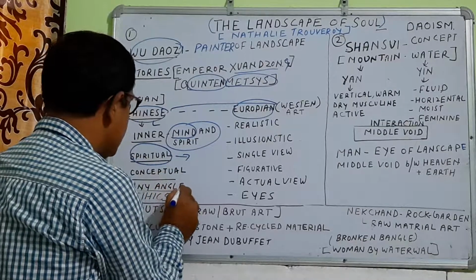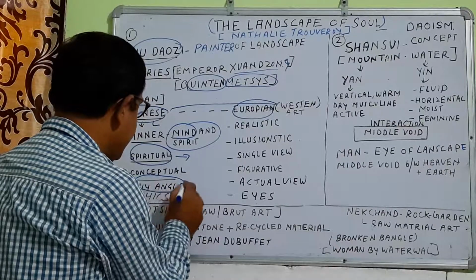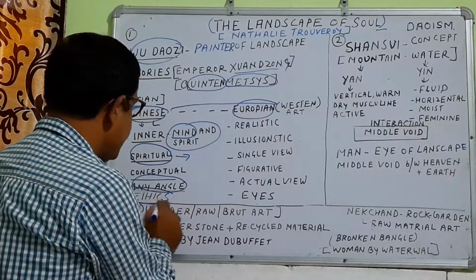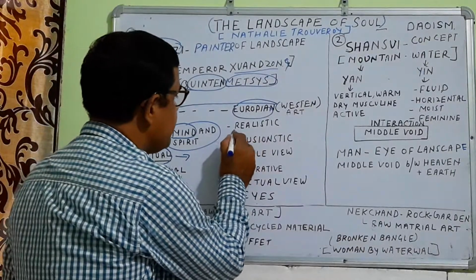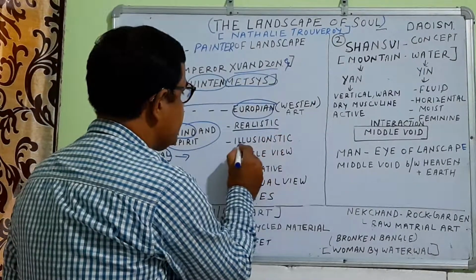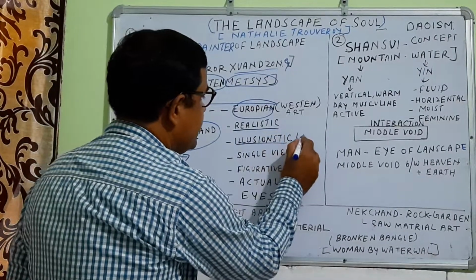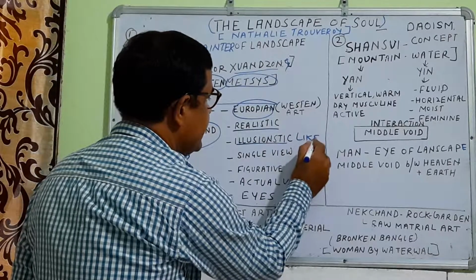These can be seen from any angle. These are based on morality and ethics. But on the other hand, European paintings are based on realistic illusionistic likeness. What is the concept of illusionistic likeness?